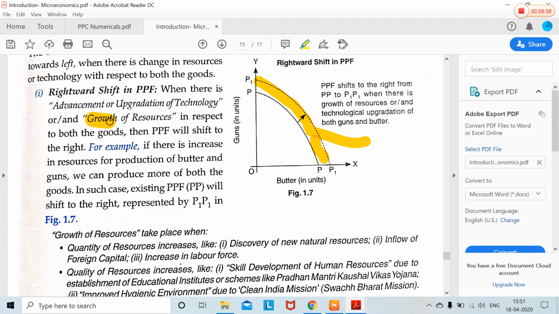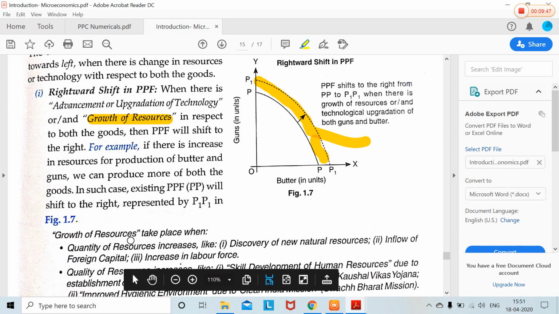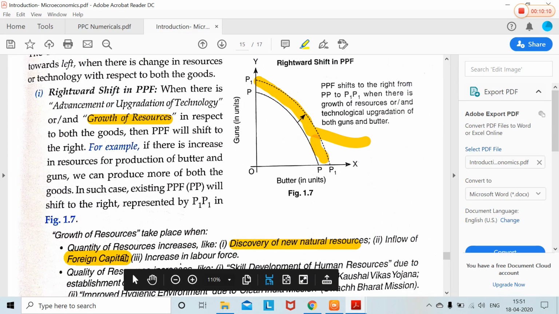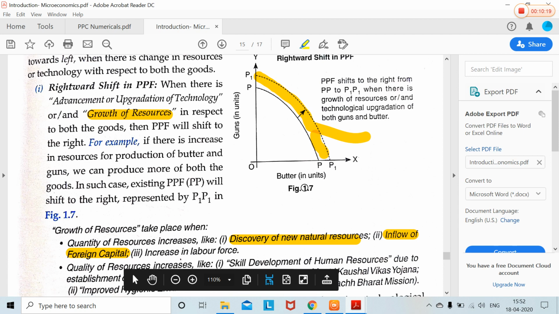Maybe there is growth of resources in our country, more money is coming in, let us suppose more foreigners are investing in our country. Growth of resources can be anything: discovery of new natural resources, like more petrol is found beneath the earth's surface, more minerals and deposits are found. So now if our resources are increased, we can produce more than before. Our production possibilities have increased, so that is why PPC shifts rightward. Or when there is inflow of foreign capital, means more foreigners are investing in our country, then again resources in our economy have increased, so we can produce more than before. So these are all the reasons why PPC shifts rightward.